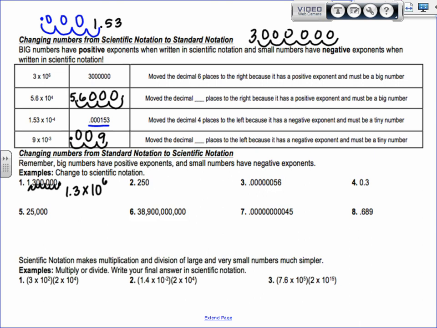Same thing on the next one. So I have 250, so my decimal point's on the right. I need to move it so that my number's between 1 and 10. So I move 1, 2. So I get 2.5 times 10 to the 2.